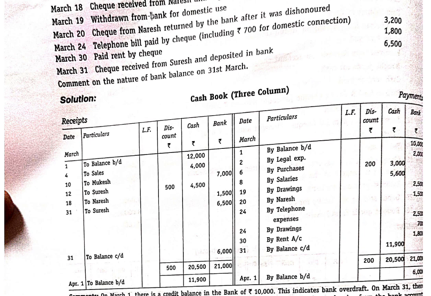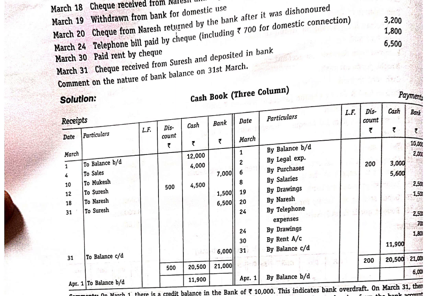Now withdraw from bank for domestic use. Drawing to, so by drawing and, but sorry, this is for the bank. So this is drawing to bank. So again I have to write in the bank account.